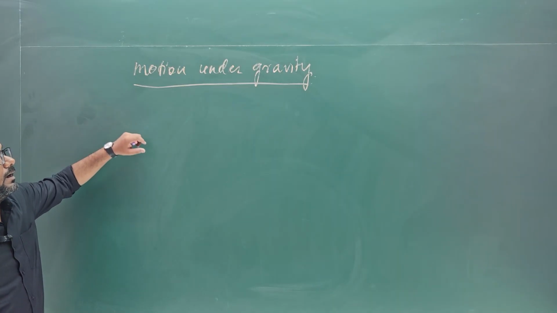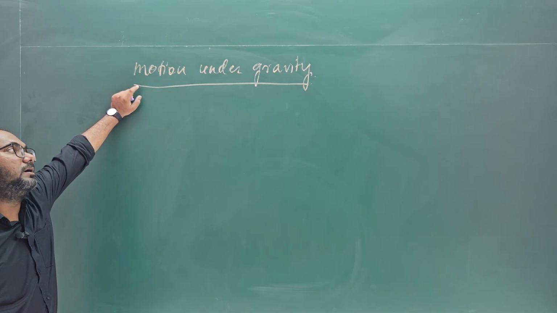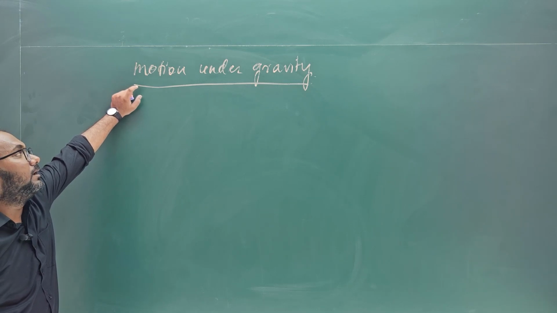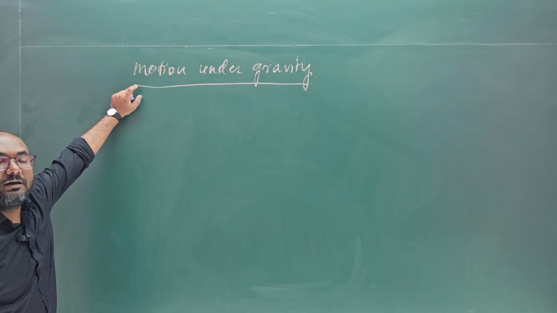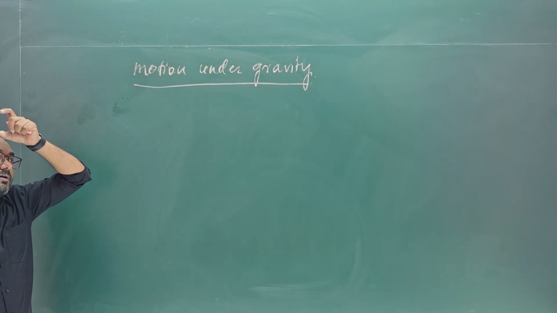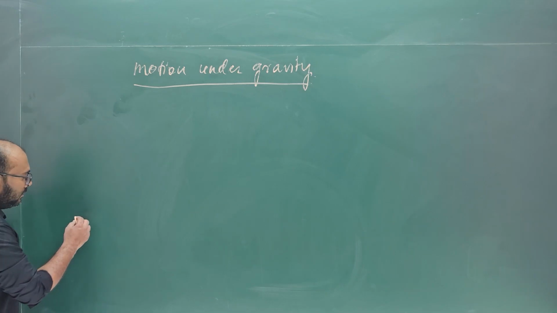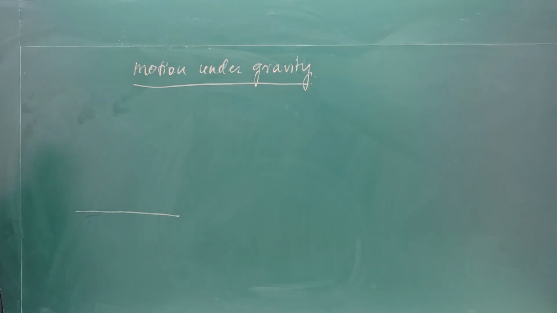Okay. I told you yesterday that we will start graphs today, but I will start the graphs at the ending of the chapter. Once we complete motion under gravity, then relative velocity, we will start the graphs. Now, write the heading: motion under gravity. Written? Okay.